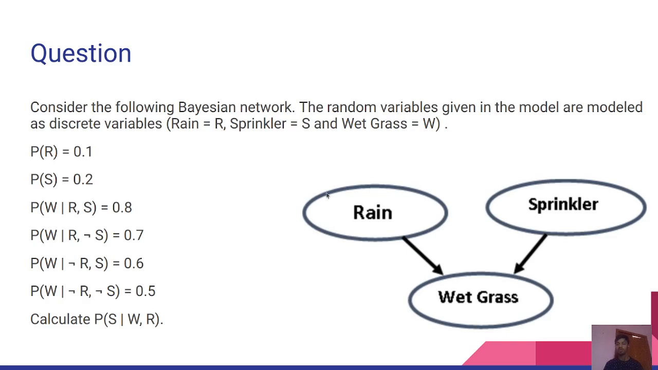So even if there is only rain, there are some chances that the grass is wet. Even if only the sprinkler is on, there are some chances that the grass is wet. And it can also happen that both are on. The sprinkler was on and there was rain, and that can also be a reason for the wet grass. So what we are trying to find out is, we already know that there was rain and the grass is wet.